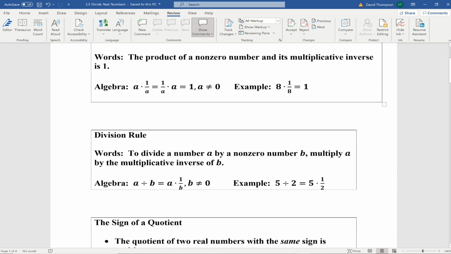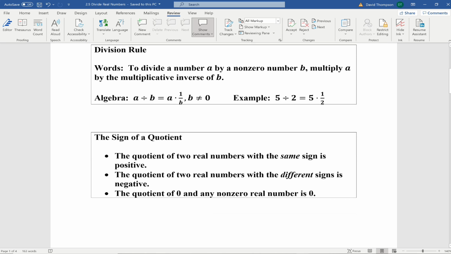The division rule. To divide a number a by a non-zero number b, multiply a by the multiplicative inverse of b. In algebra, you write a divided by b equals a times the inverse of b, or 1 over b. And keep in mind, b cannot be equal to 0 because you can't divide by 0. For example, 5 divided by 2 will be the same thing as writing 5 times 1/2.